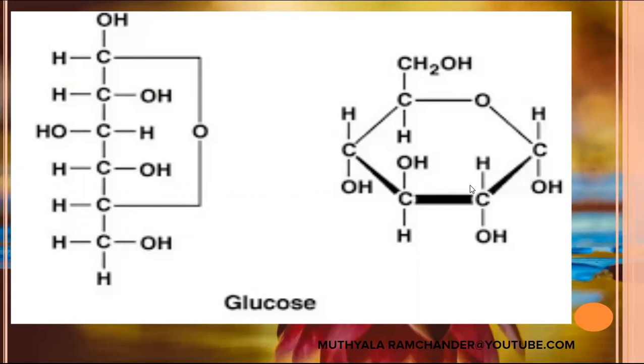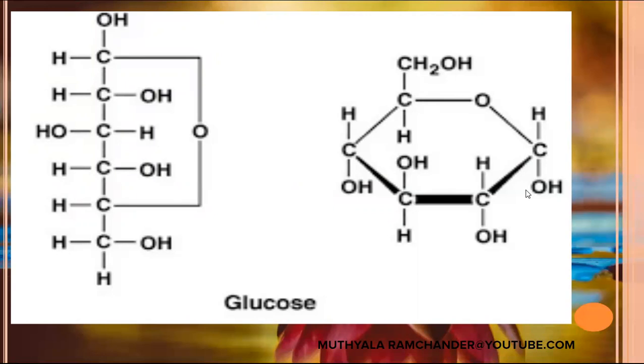D-glucose is a colorless, crystalline solid, highly soluble in water. It is sweet in taste. It is present in the free state in sweet fruits, especially grapes, honey, and many other fruits. It is also present in sucrose, cellulose, starch, and glycogen. So it is also called fruit sugar, corn sugar, grape sugar.